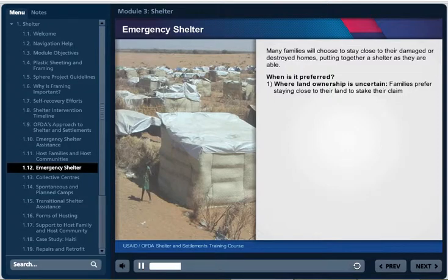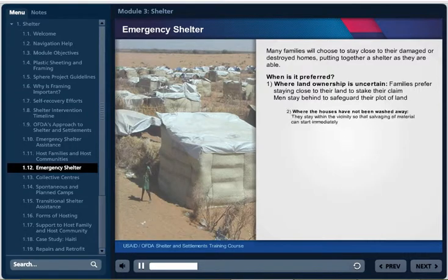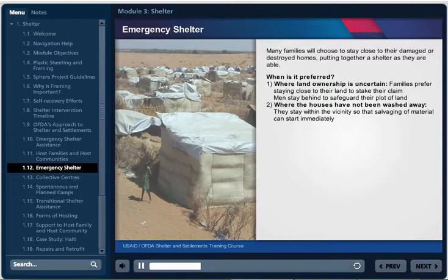Some families may split up, with women and children going off to stay with relatives or collective centers, while the men stay behind to safeguard their plot of land. Or, in situations where the houses have not been washed away, they stay within the vicinity so that salvaging of material from the destroyed homes can start immediately. These salvaged materials are then used for repair work to make the house habitable or for putting together emergency shelter.